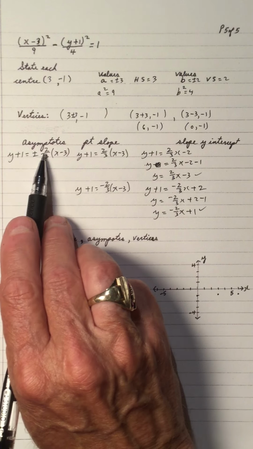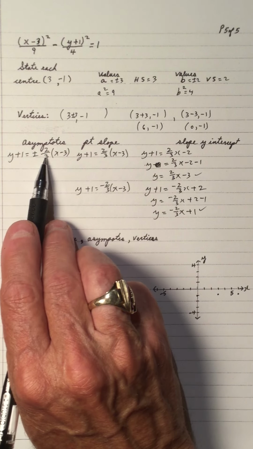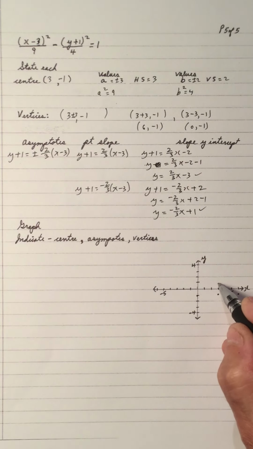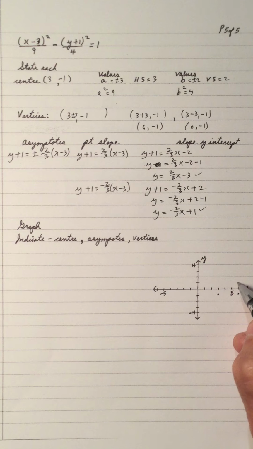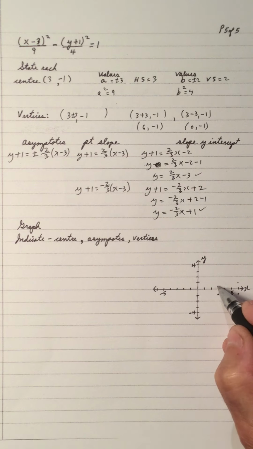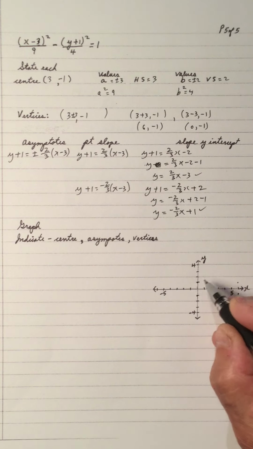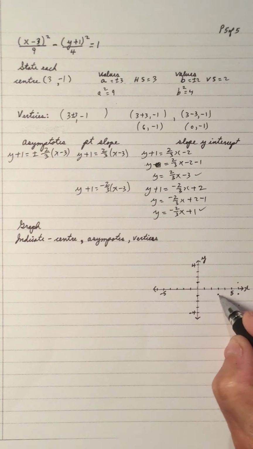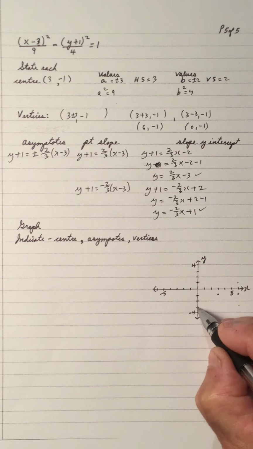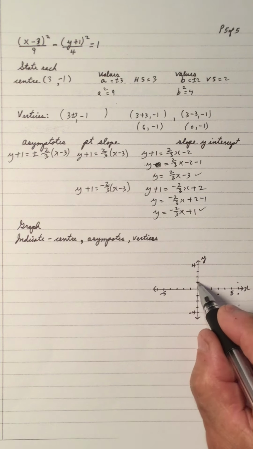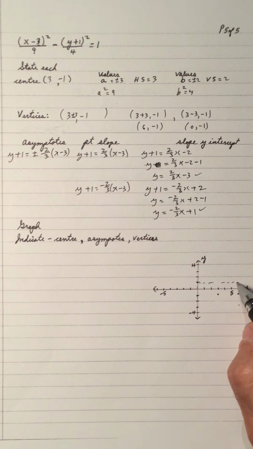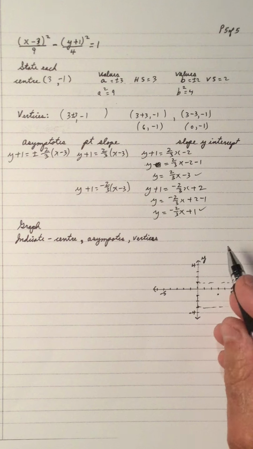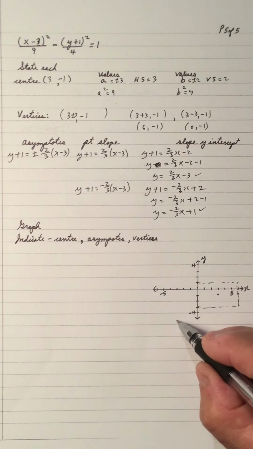We go up 2, right 3, etc. So the slope is 2/3. So we'll go up 2, right 3. One is there. Up 2, left 3. The other one is there. We go down 2 from the center, right 3. Down 2, left 3. So these are the corners of the box. The asymptotes are going to pass through the center, passing through the corners.